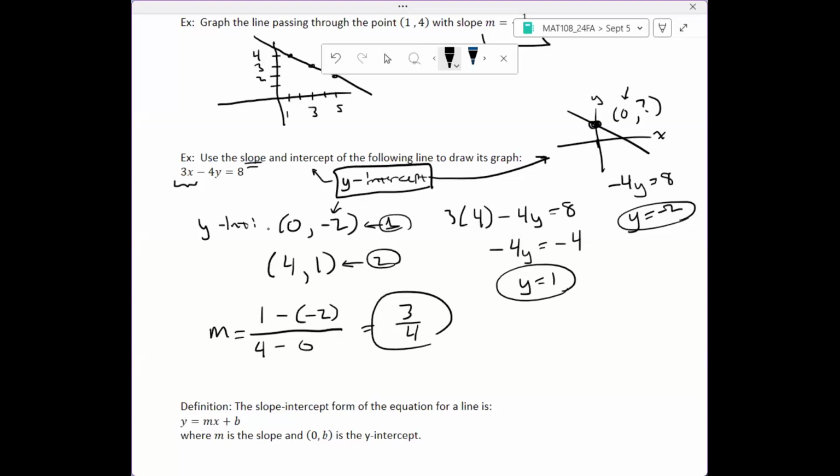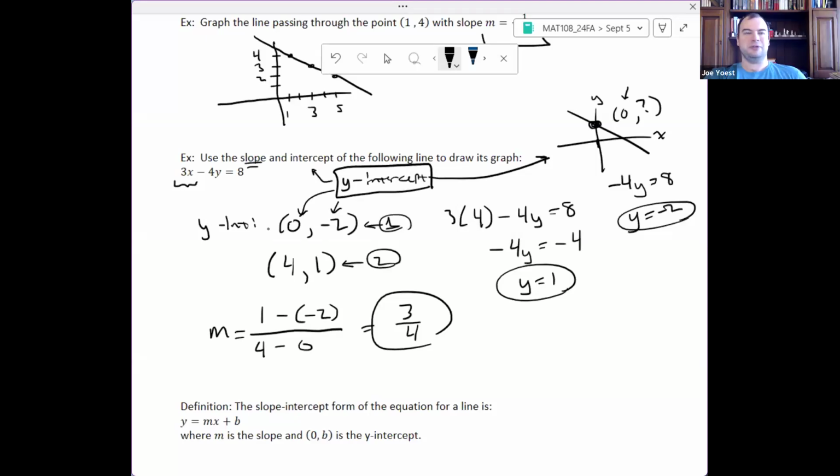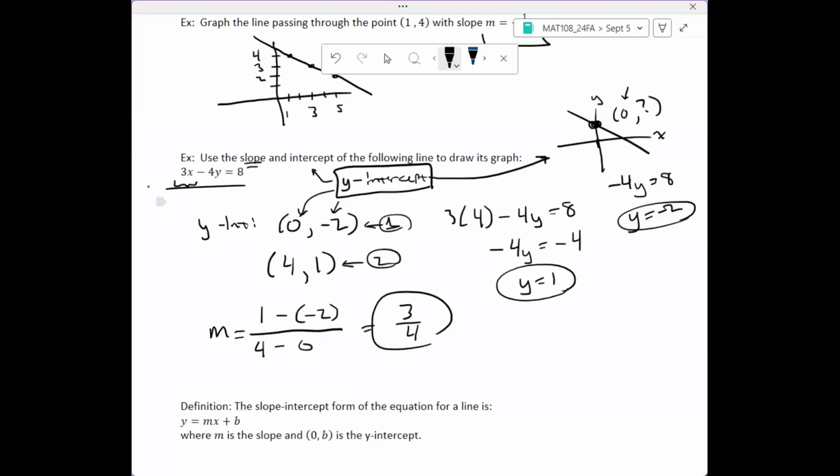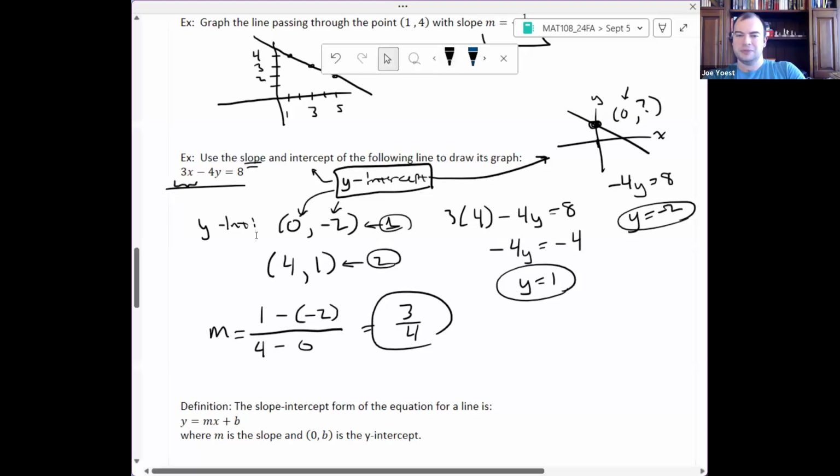Okay. So the x equals 0 comes from the fact that the y-intercept always has an x-coordinate of 0. And the y equals -2 comes from the equation. Set x equals 0, figure out what y is. Okay. Thank you. Yeah, sure. Yeah, good question.